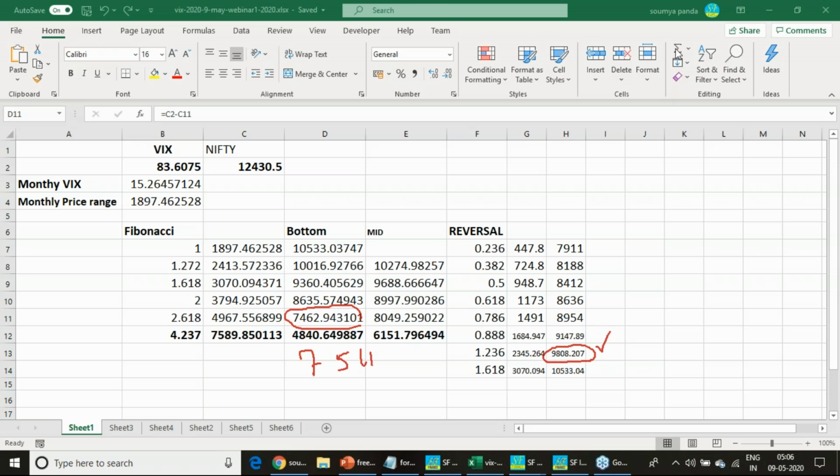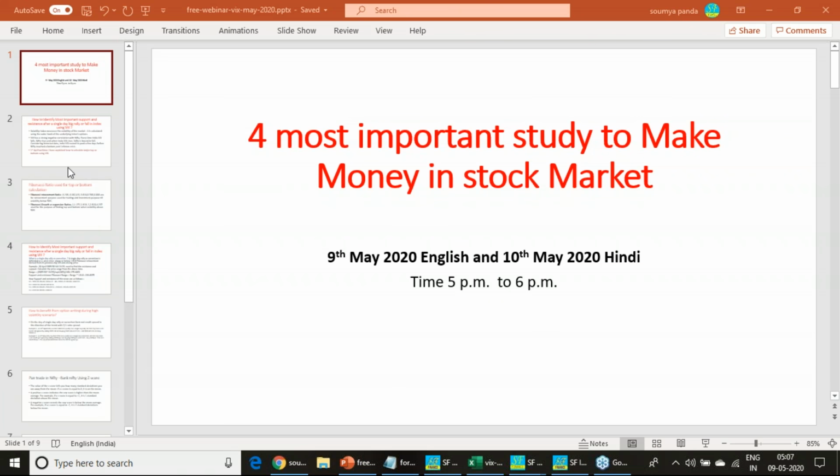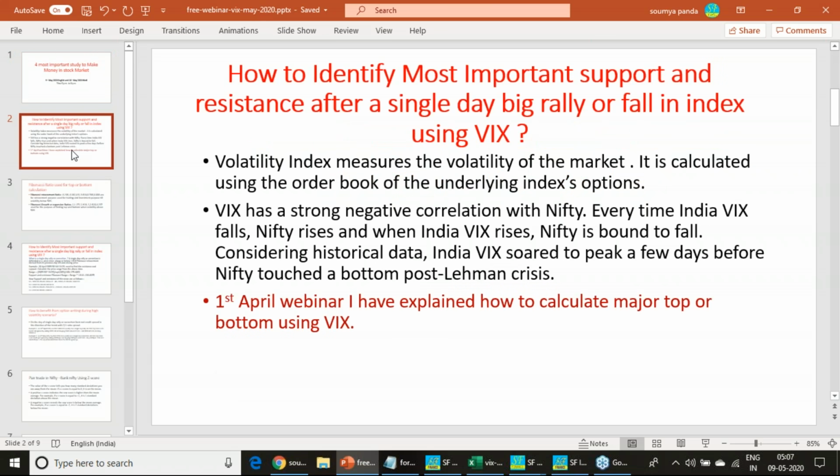This is just to show how far Nifty could have sustained above 9808, then it could have seen 10,533 also. So that role of this VIX we are going to learn. Whatever we learned on the 1st of April was an entirely different part, and today I am going to teach you a new concept of VIX and how you can take benefit of it.